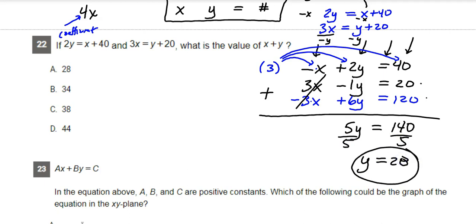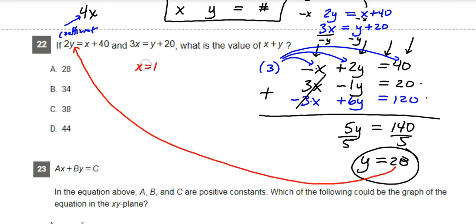And I'm not going to redo the work for plugging in 28. But I take that 28, I plug it in right there. And when you solve it, you figure out x is 16. And then finally you add the 28 plus the 16. And you get 44. So elimination is another method.